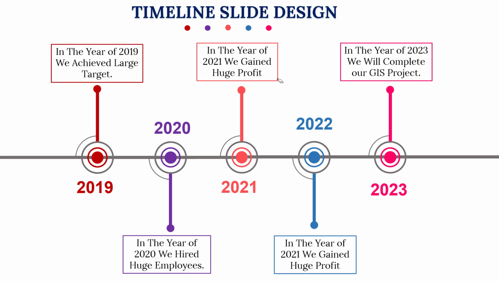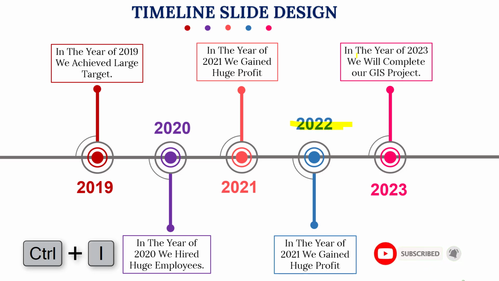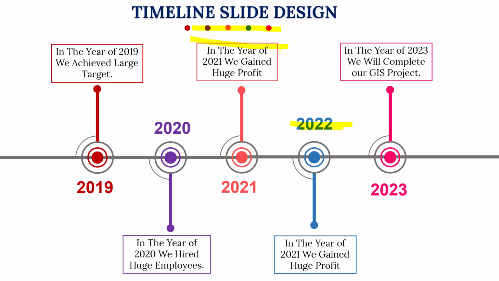Now if I want to highlight some area, I just have to press Ctrl plus I. Then I can easily highlight any text or anything in my slide. If I want to erase again, I have to press Ctrl plus E. Then I can easily remove it by pressing the left mouse button. If you want to exit your slide, just press the Escape key.